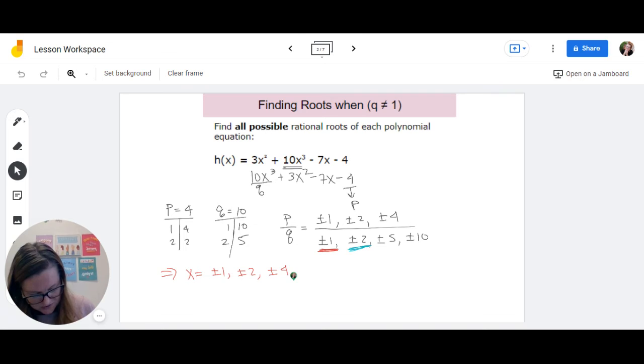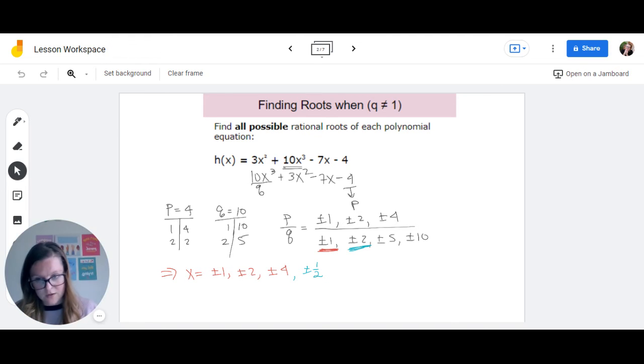So I'm going to say this is plus or minus 1/2. 2 divided by 2 would give me 1. It's already there, so you don't have to list it again. Then I'm going to the next one. 4 divided by 2 will give me 2. 2 is already there, so I don't have to list it. So that's all of my factors that I can add for that one.